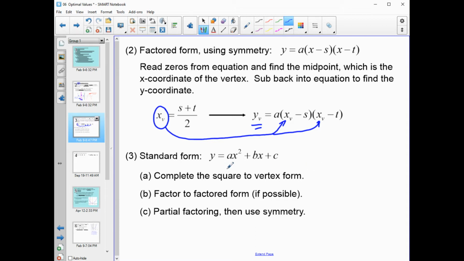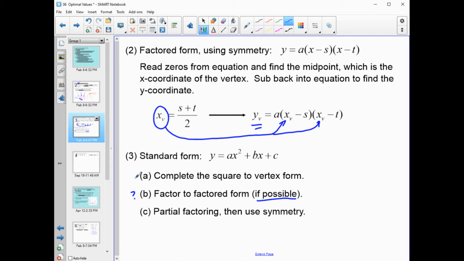Or you might get a quadratic relation in standard form. Now you have a couple of options here. Well, three options to be more correct. One of them, factored form, we just talked about. Now I'm going to put a question mark next to that because you'll notice that I say here, if possible. It's not always possible to factor a quadratic equation. A quadratic equation might have no zeros in it whatsoever.